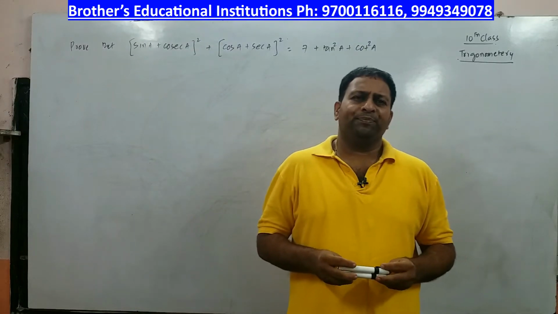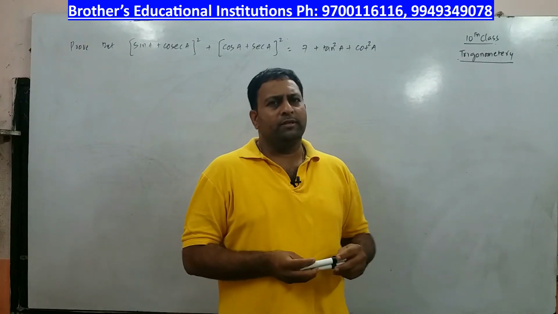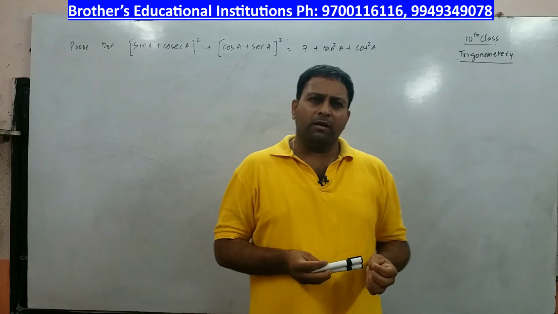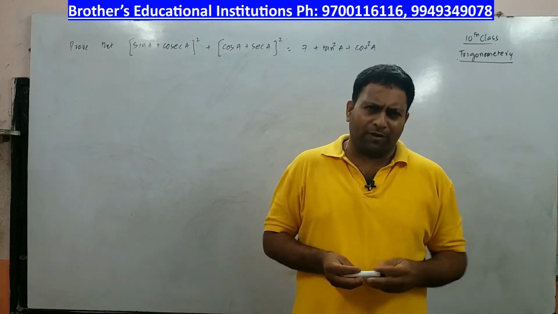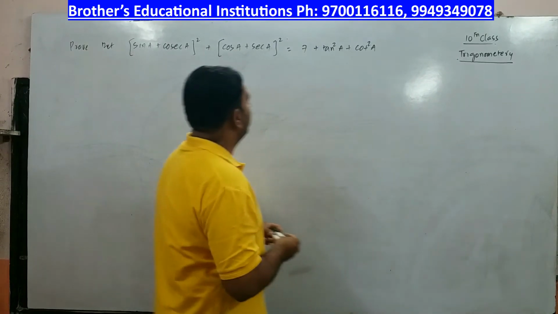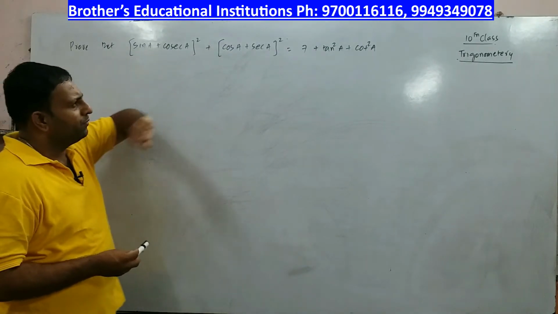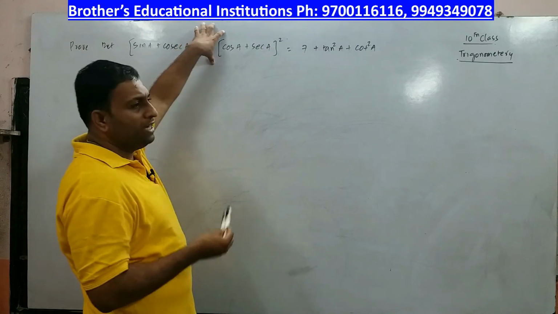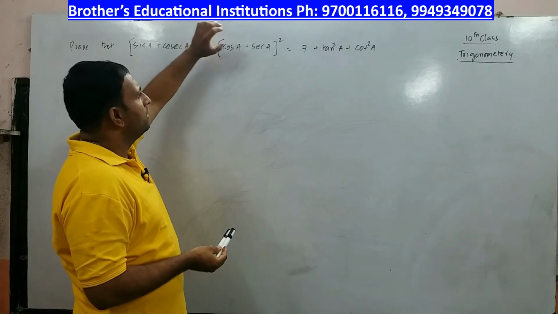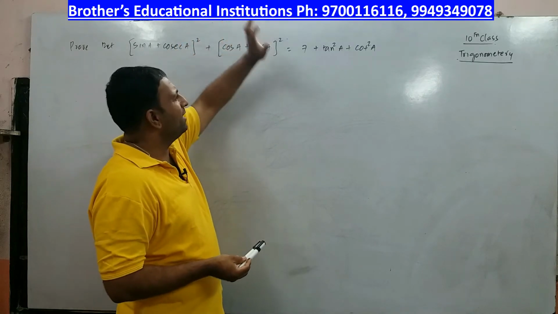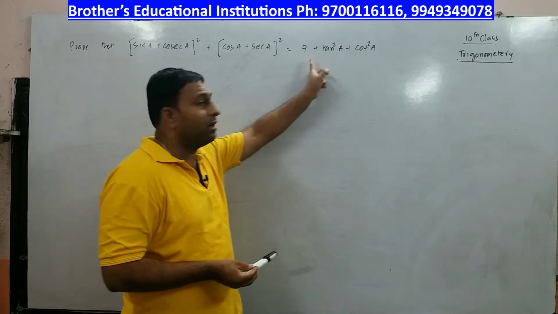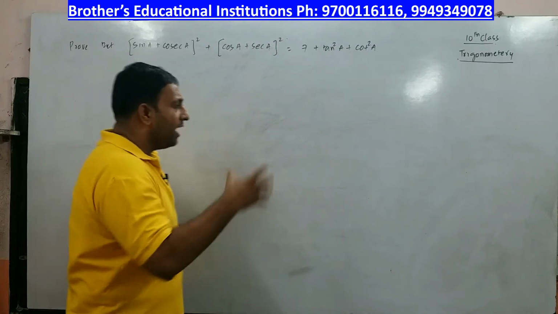Hello children, now let us do a few more numericals based on the inter trigonometric relationships and the identities of trigonometry. Please have a problem here. Prove that (sin A plus cosecant A) whole square plus (cos A plus secant A) whole square is equal to 7 plus tan square A plus cot square A. A very nice question, and many a time this has come in the board examinations. Have patience.